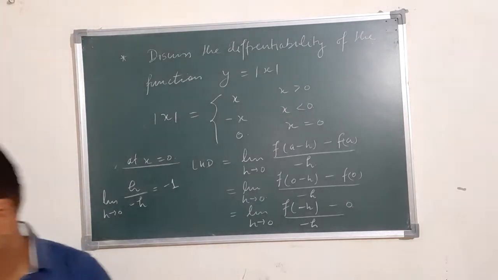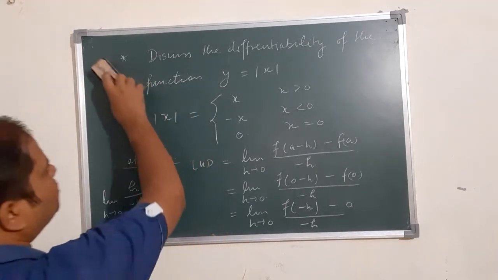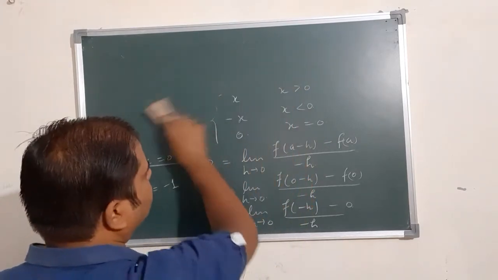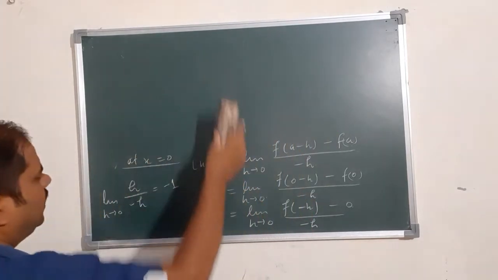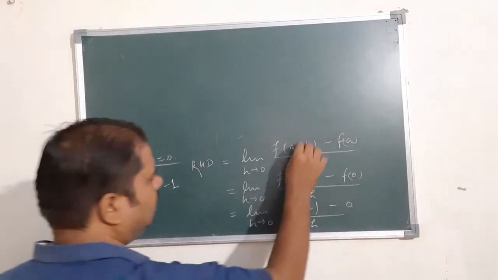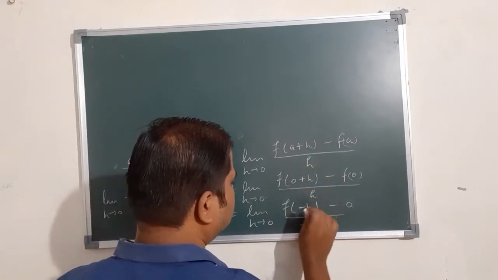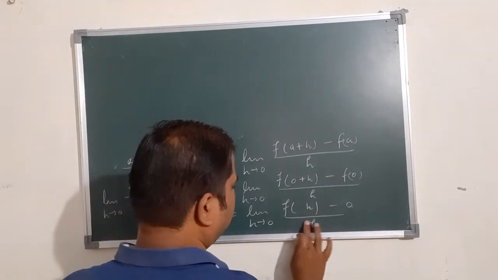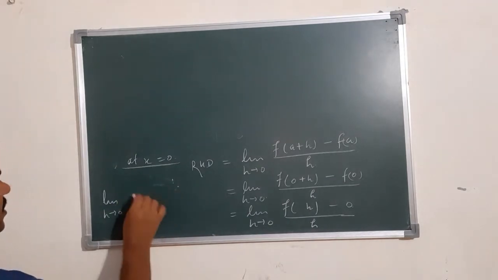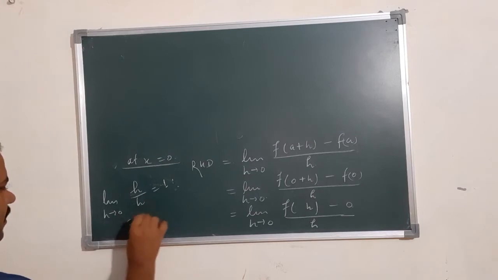Okay, next one, RHD, right-handed derivative. If we find RHD at x is equal to 0, so this is f(a+h) minus f(a) upon h, that is f(0+h) minus f(0) upon h. All things are the same, then this is nothing but h upon h, this is 1. So the limit of this function is 1.